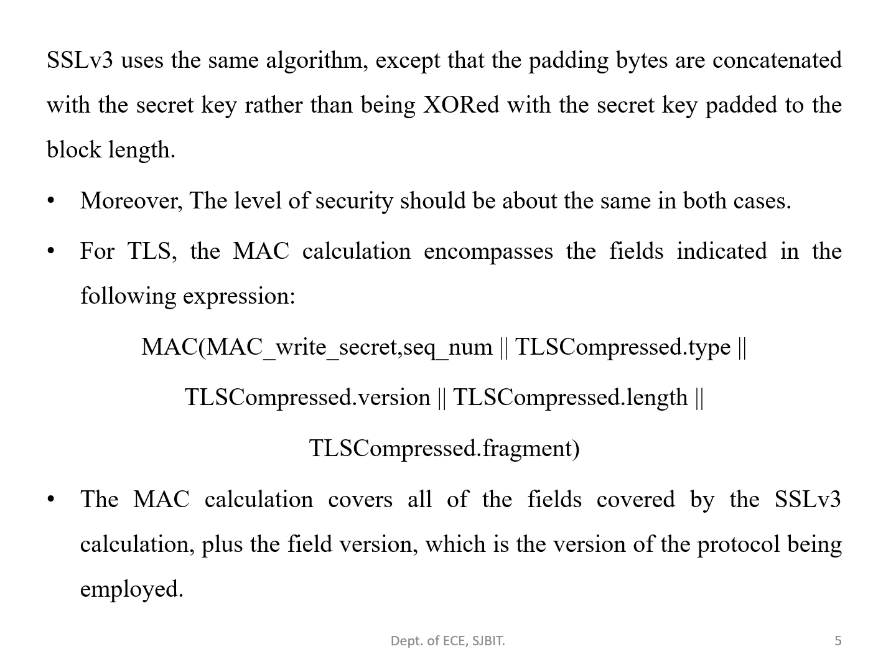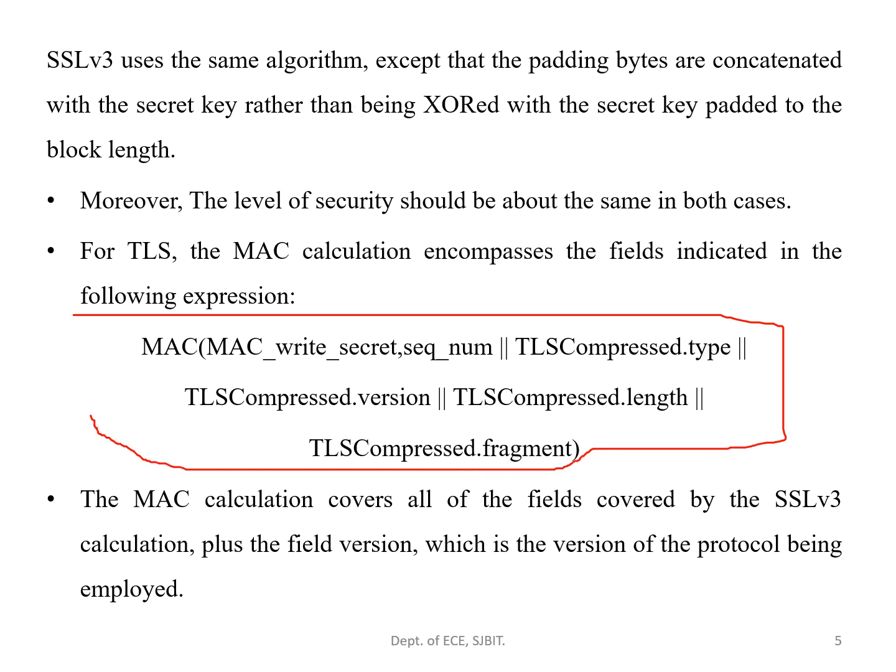SSL version 3 also uses the same HMAC algorithm, except that the padding bytes are concatenated with the secret key rather than XORed with the secret key padded to the block length. So for transport layer security, the message authentication code calculation encompasses the fields indicated in the following expression: MAC, MAC write secret, sequence number.